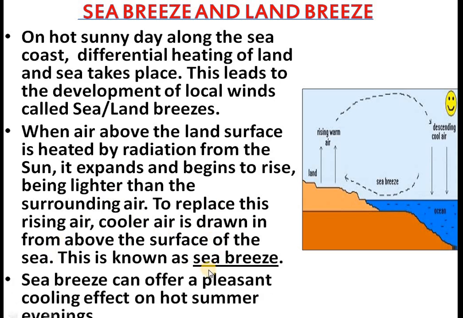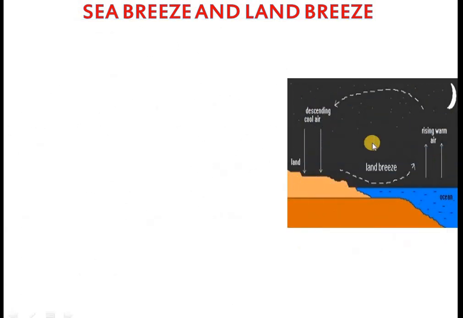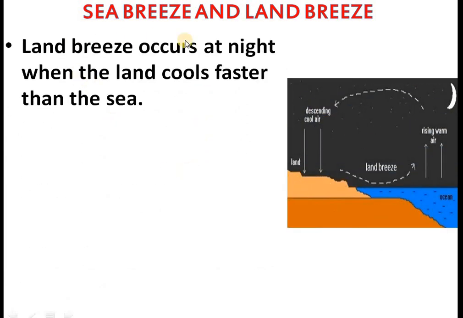Usually it is very cool. So sea breeze can offer a pleasant cooling effect on hot summer days. This is true. If you stand nearby a sea beach, you can enjoy the sea breeze. It will be mostly cool because it blows into the land from the sea. So that is called a sea breeze. And land breeze occurs at night. So how does this occur? At night, what happens?